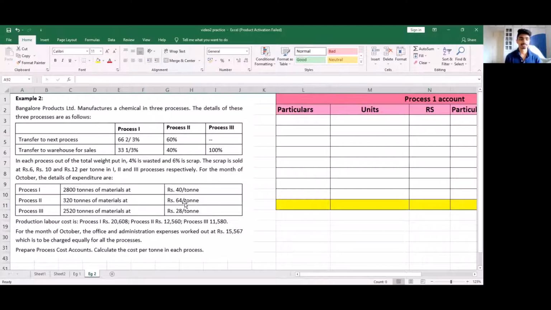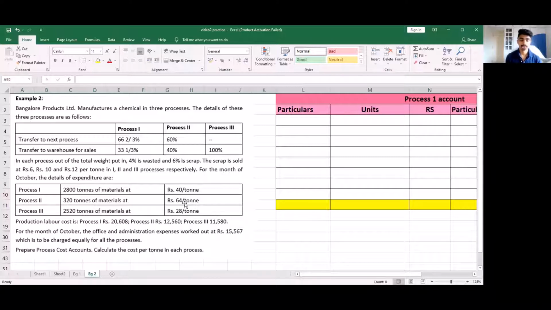So Bangalore Products Limited manufactures a chemical in 3 processes. The details of these 3 processes are as follows. So we have a table which tells us how much is transferred to the next process and how much is transferred to the warehouse for sales. In each process, out of the total weight put in, 4% is wasted and 6% is scrap. The scrap is sold at rupees 6, rupees 10, and rupees 12 per ton in 1, 2, and 3 processes respectively.